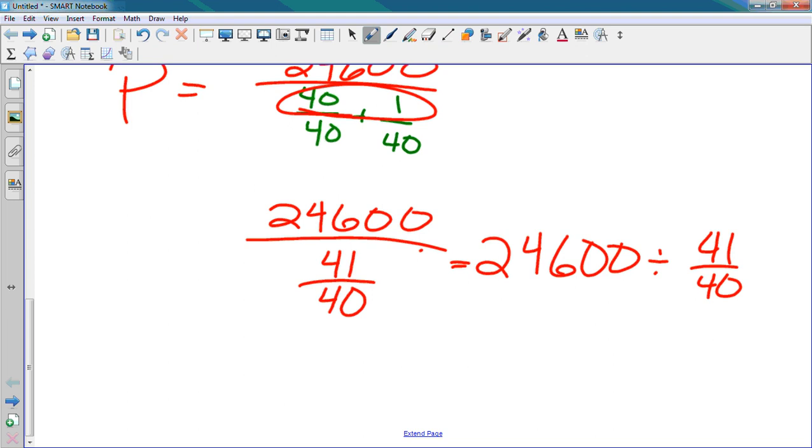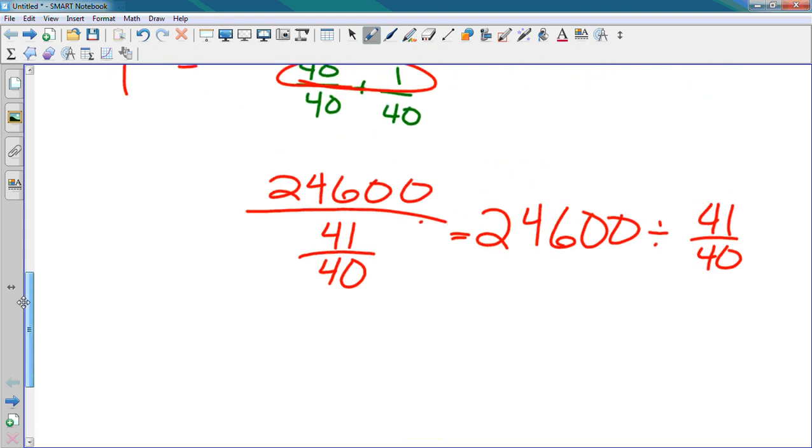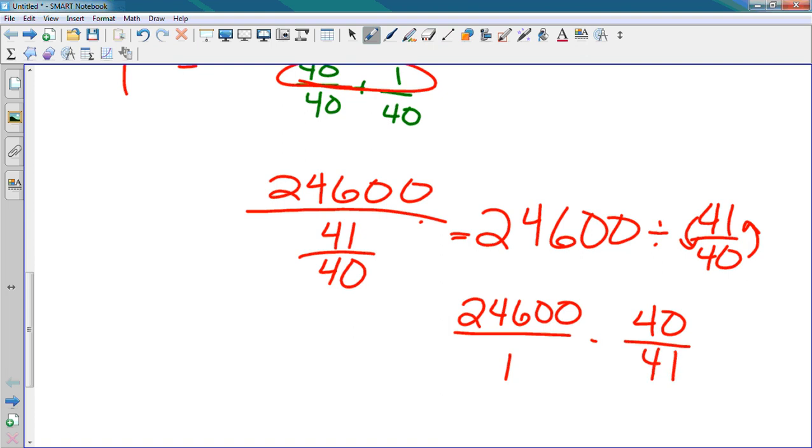Okay, remember? So I'm going to take the first one, 24,600, and make it a fraction, over 1, times, I'm going to flip this one, 40 over 41. Can I cross reduce? Well, let's see if 24,600 is divisible by 41. This is when you can use the calculator. 24,600 divided by 41. Huh, it is. I divided this by 41 and I got 600. This divided by 41 is 1. I know 41 is not divisible by anything else, really, just 1 and 41, right?